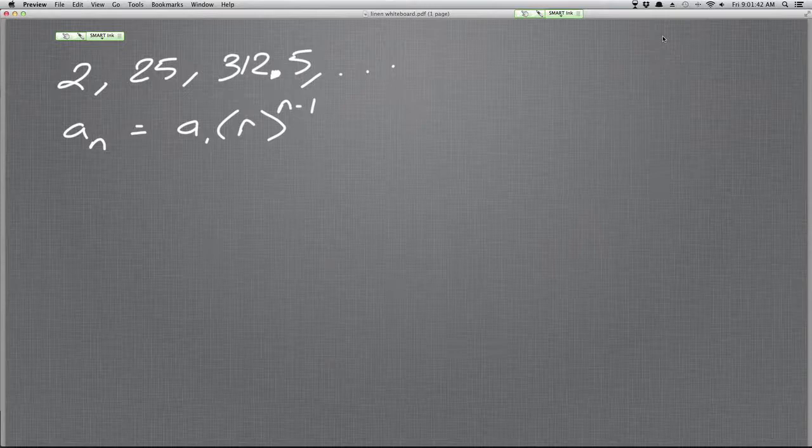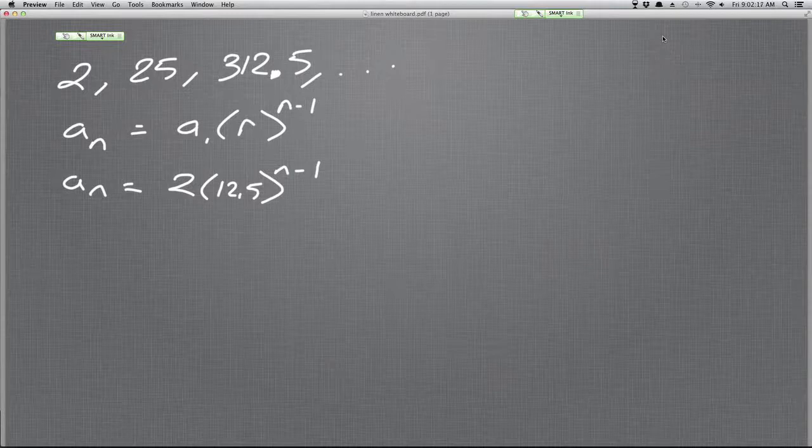So the only two things I need to plug into this formula are what? A sub 1 and r. That's all I have to do to get the formula. So a sub 1 is 2. What is r? Yes, 25 divided by 2, which is 12.5. And there's my explicit formula. We just keep the n minus 1 because it's the formula.